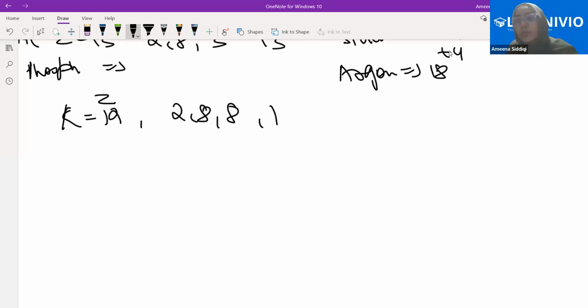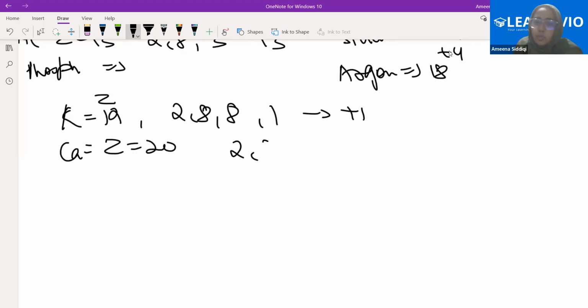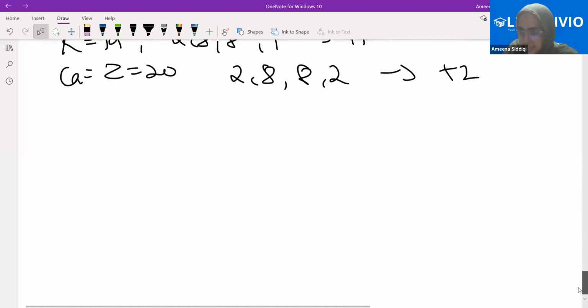Therefore, it wants to attain a configuration as that of argon. It will lose one electron. Therefore, the valency is plus 1. The element with atomic number 20 is calcium. Z is equal to 20. 2, 8, 8, 2, plus 2, as it wants to attain that of argon. Clear? So this is how atoms become ions, right?